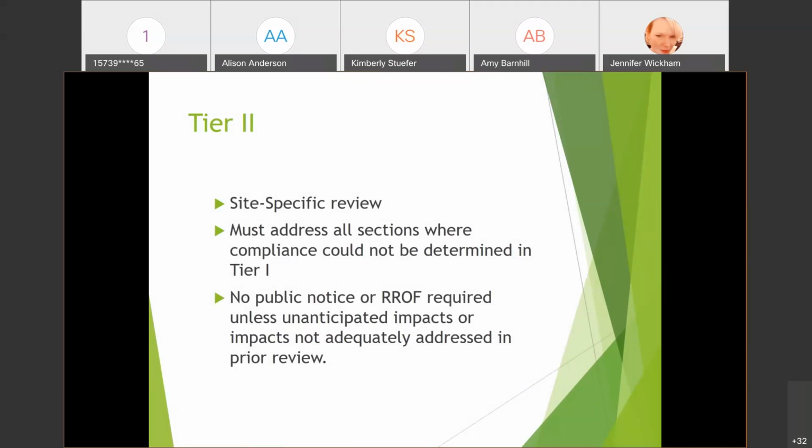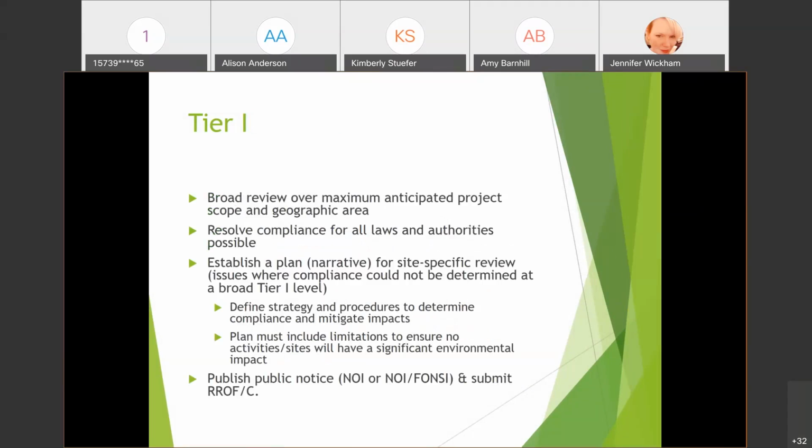So I don't know, did we leave off at tier 1? Let's go back a slide to make sure that we covered it. Oh, yes. So we publish a public notice and request for release of funds is submitted to the state. And this is at a tier 1, unlike at a tier 2. Next slide.